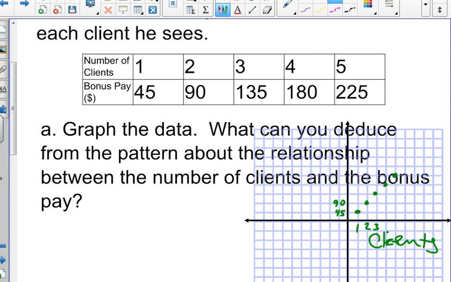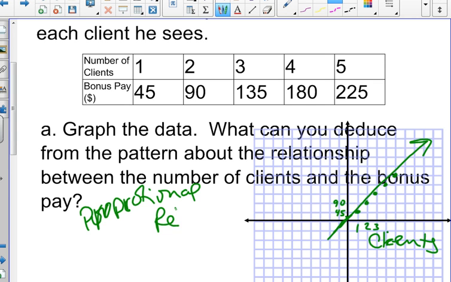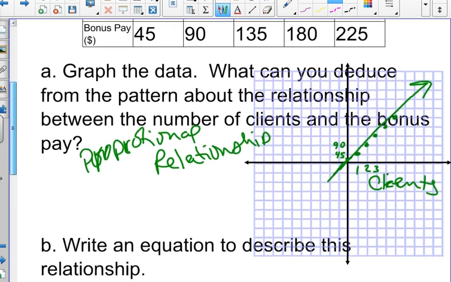Well, it looks like it's a straight line. Is it a straight line? I can draw a straight line, and it's going to go through the 0. So therefore, it's a direct variation, and we know that direct variations are proportional. So this is a proportional relationship. I can't spell today. So this is a proportional relationship because it goes through 0, and it goes up in a straight line. That's why it's proportional, because proportional and direct variation are the same thing.